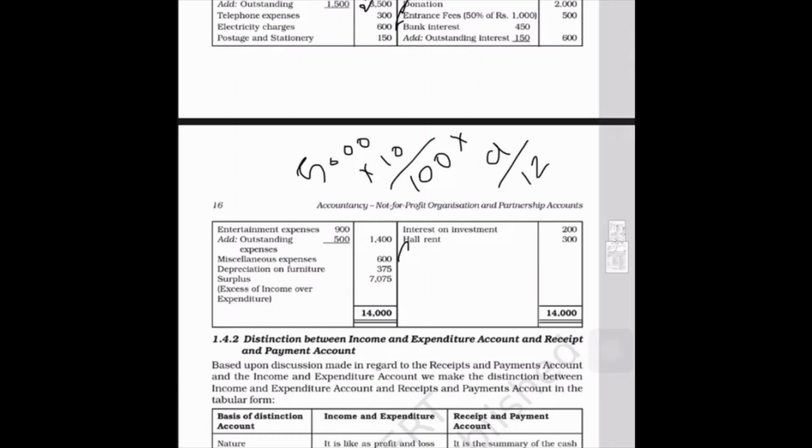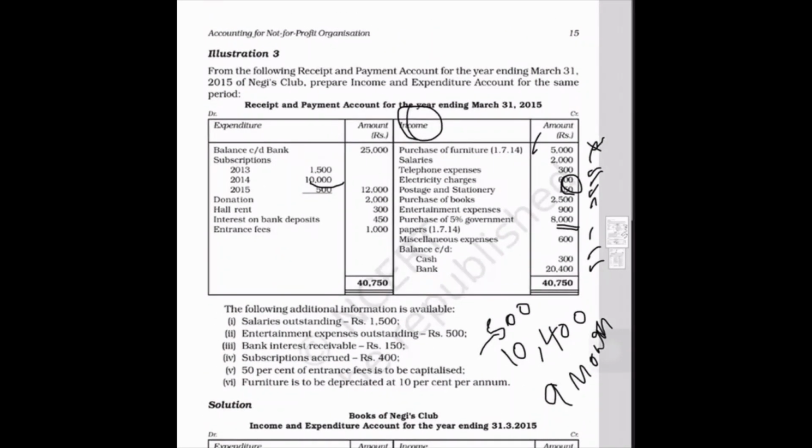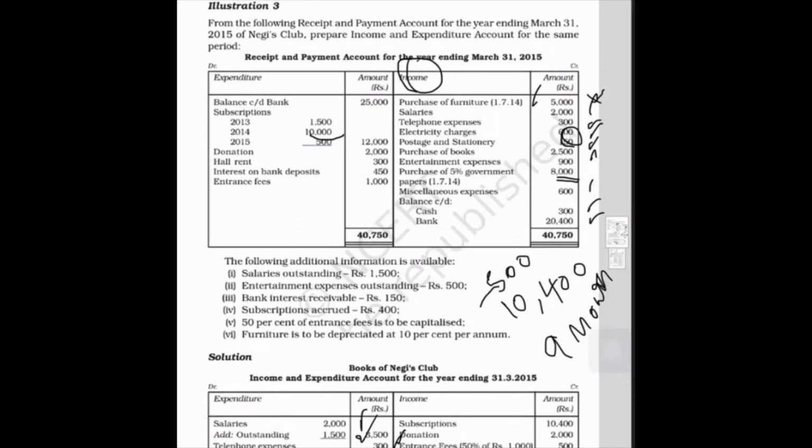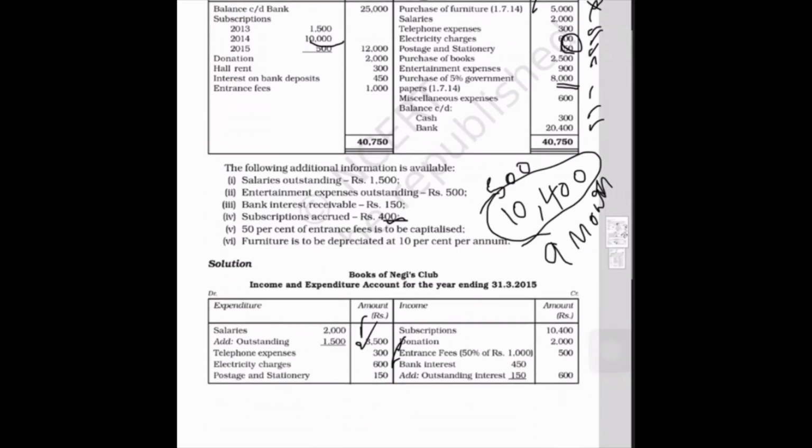So the debit side is over and then look into the credit side. So what will be the receipts? You have to go back to the receipts and payments account. There is a subscription. Subscription we have to take only for the current period. So we are preparing 2014-15. So the 2014 amount given, 10,000 rupees, you have to take. It has some adjustments. Subscription accrued, that is outstanding, so it should be added. So 10,000 plus 400, so 10,400.